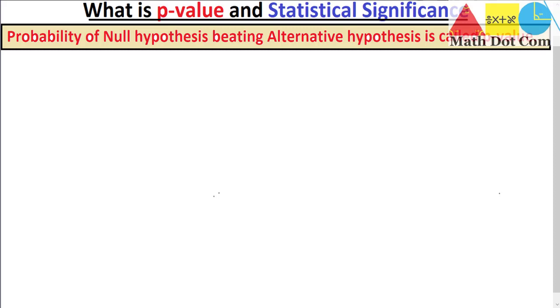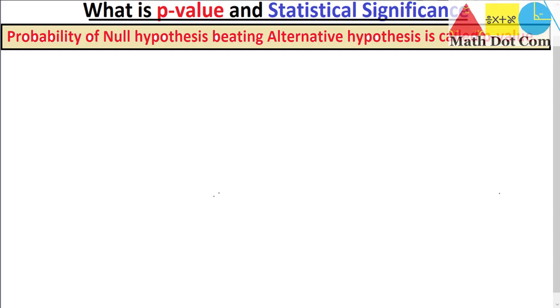So here I have written the definition of the p-value beforehand. That is, p-value is the probability of null hypothesis beating alternative hypothesis. I have discussed in detail regarding the null hypothesis and alternative hypothesis in my previous lecture. So you must visit that lecture to understand both types of hypothesis, so that you can easily go through this lecture of p-value. So p-value is basically how likely it is that the null hypothesis beats the alternative hypothesis. Means whatever is stated in the null hypothesis will win as compared to the alternative hypothesis.